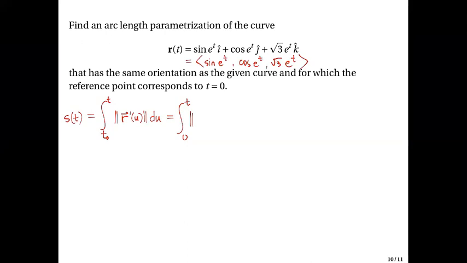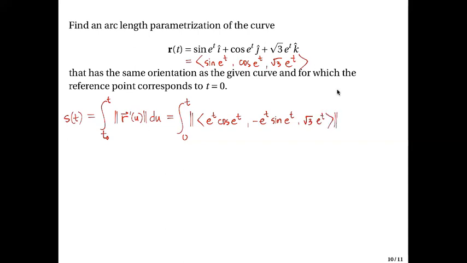So magnitude of the derivative of this is e to the t cosine of e to the t, comma, derivative of cosine e to the t, it's minus e to the t sine e to the t, comma, and then here square root of 3 e to the t. Derivative is the same, square root of 3 e to the t.